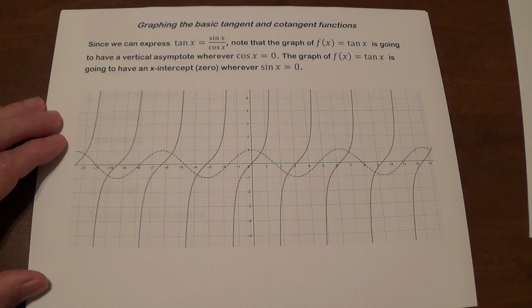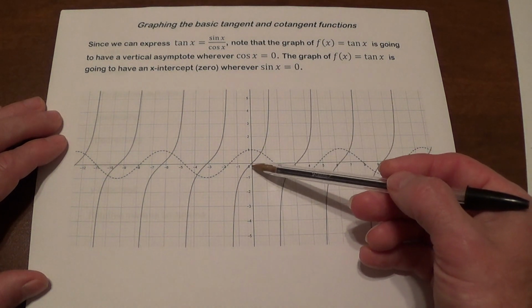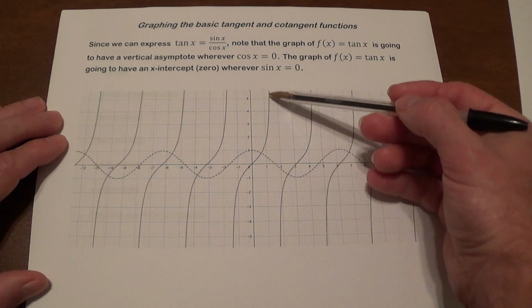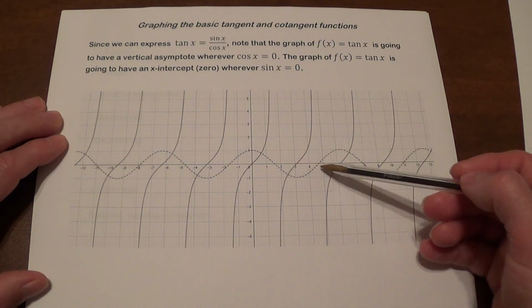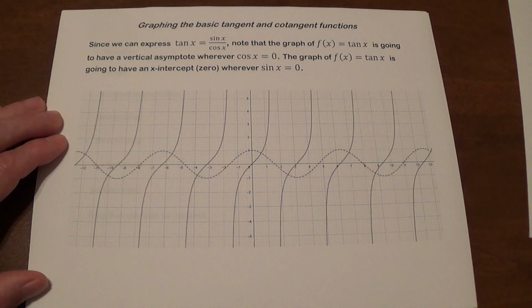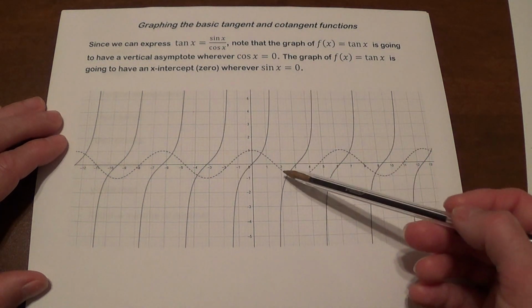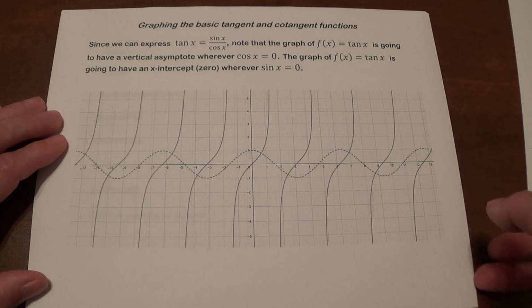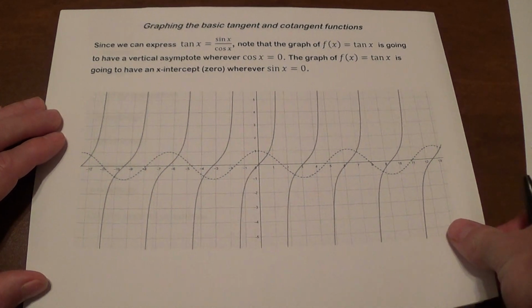Remember, tangent is sine over cosine, so wherever cosine is 0, the graph of tangent will not exist because you cannot divide by 0. So cosine is 0 at pi over 2, and we have a vertical asymptote here, and then at 3 pi over 2. So the dashed curve is the graph of cosine, and the solid branches, that's what the graph of tangent looks like. So it's a periodic graph also.